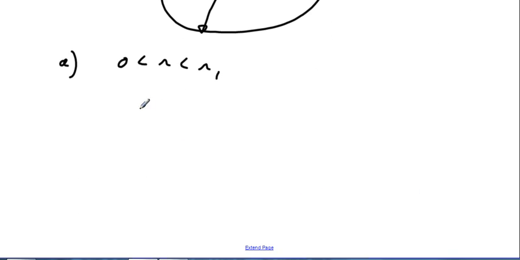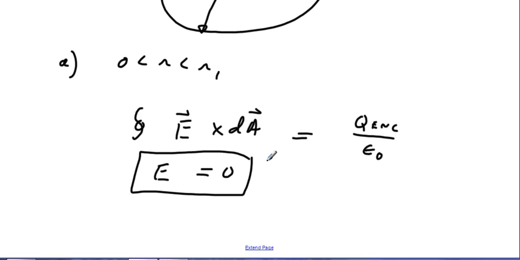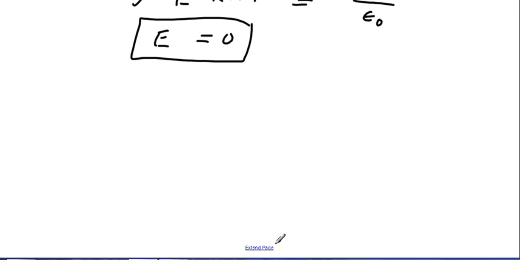We need more room here. The surface integral of the electric field across whatever the area is has to equal the charge enclosed divided by epsilon naught. The charge enclosed is 0, so this is 0. If this is 0 and the area is not 0, then the electric field has to be 0. So the A, and we've already done that before. We've shown that in other places as well.